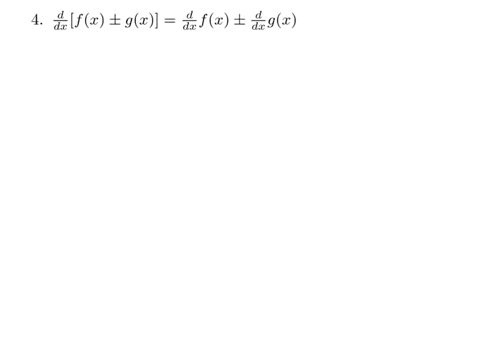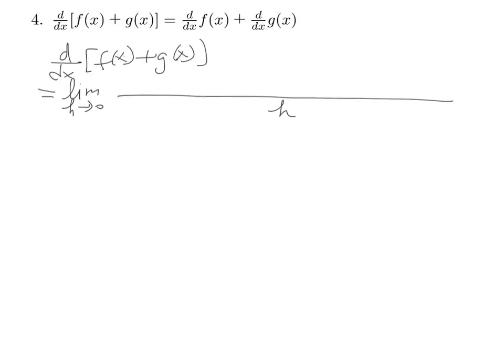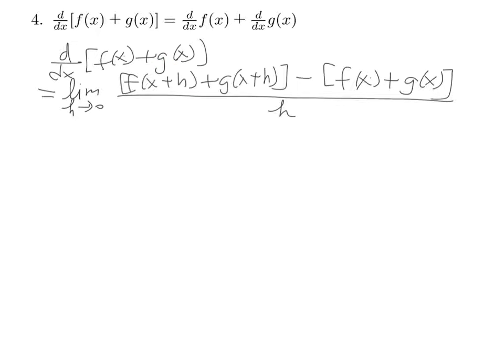I'm going to prove the 4th rule, or in particular, I'm going to prove the addition rule when this is a positive sign. We have 2 functions here, f(x) and g(x), but for this sum, we can take it as a function itself. So f(x) plus g(x) is itself a function, and by the definition of derivative, it is equal to the limit: we replace x by x plus h and put it here, minus the original function, and divided by h. As h tends to 0, this limit is equal to the derivative.